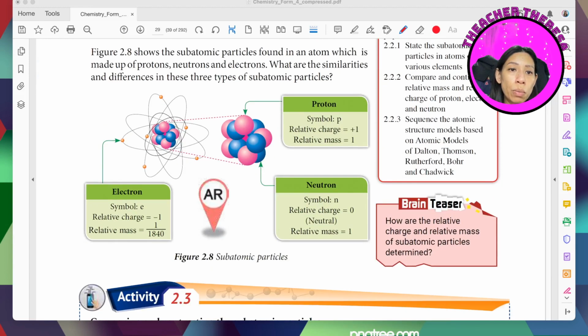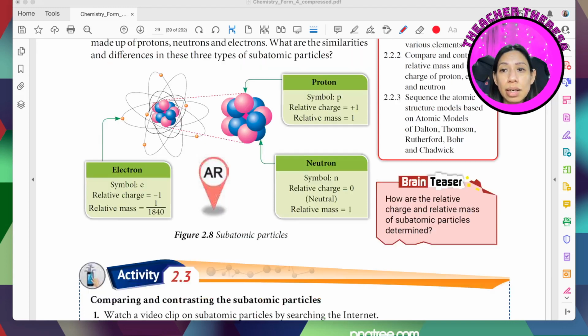As we know, we can ask ourselves why the electron moves around the nucleus, whereas the proton and neutron stay in one position. This has to do with the relative mass. Relative means comparison of mass. The lowest relative mass is your electron. This is stated here: the relative mass of the electron is 1/1840, which means it is the lightest.